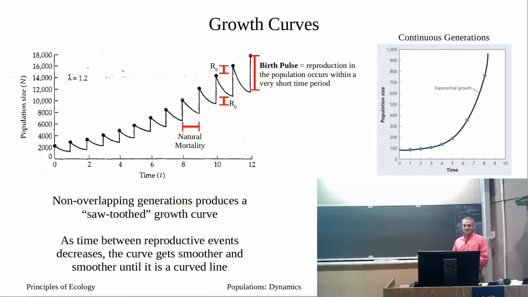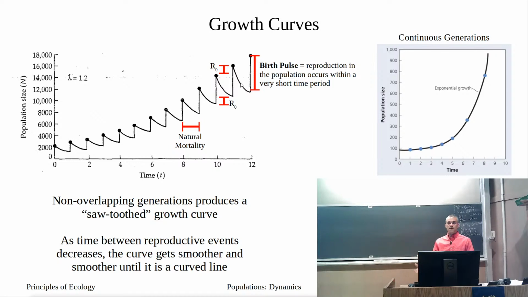Growth equations. We talked about discrete generations, right? Discrete generations produce a growth curve like this pattern, the sawtooth pattern. Why does it produce this pattern? Because in these discrete generations, we're going to have birth pulses. All right? And the birth pulses will cause this rapid increase over a very short amount of time. All right? That causes our spike. And then between our birth pulses, we will have natural mortality.